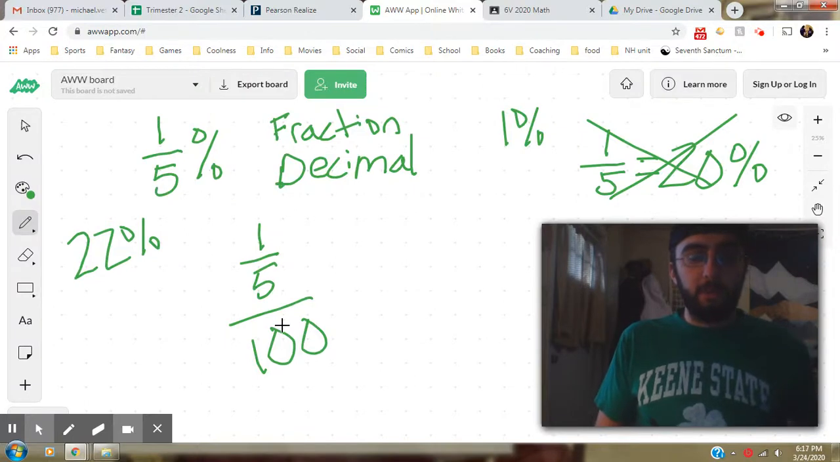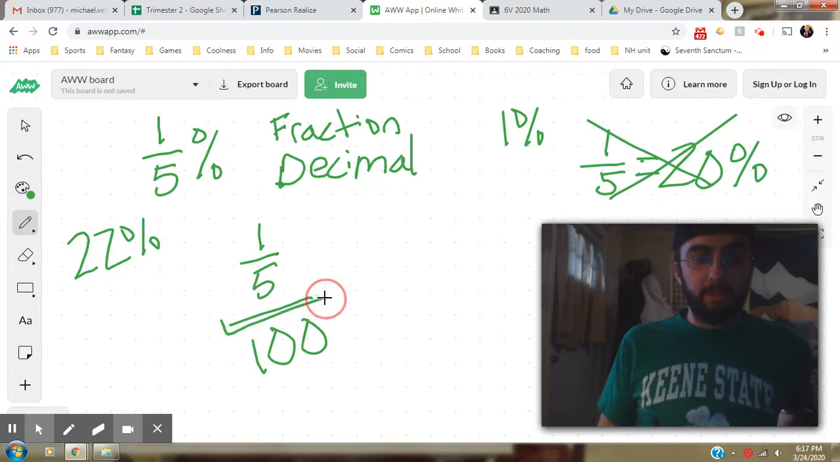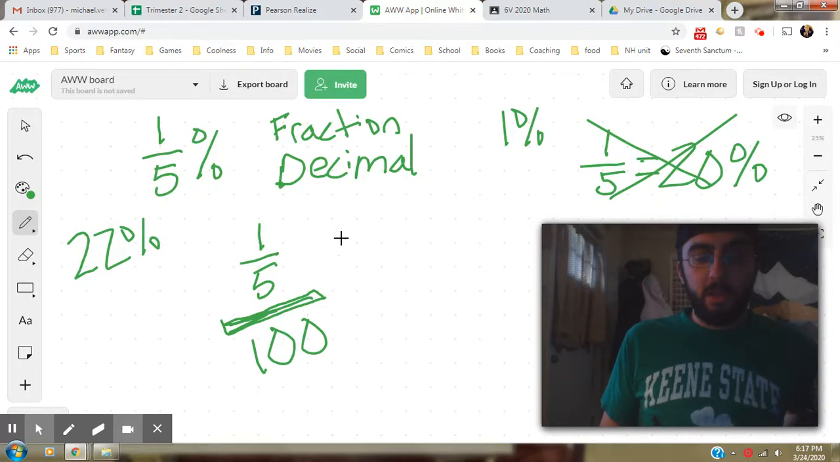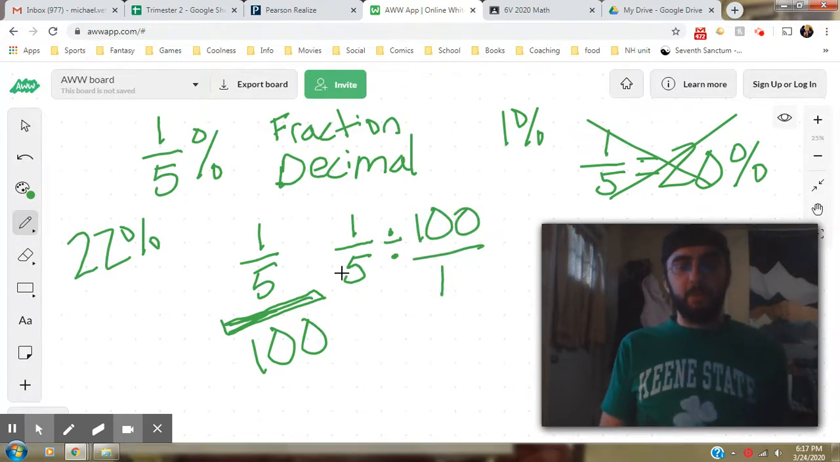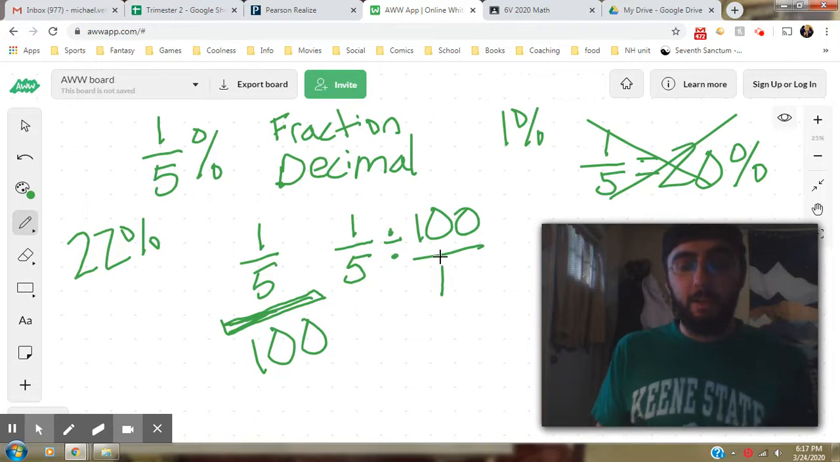So we have 1/5 over 100. So we don't want to keep it at that. That's a lot of fraction bars going on. But what do we know about the fraction bar? It also means to divide. So now we will do 1/5 divided by 100. So again, that's why we need to hold on to those skills. So 1/5 divided by 100. I'll write 100 as a fraction. So 100 over 1.